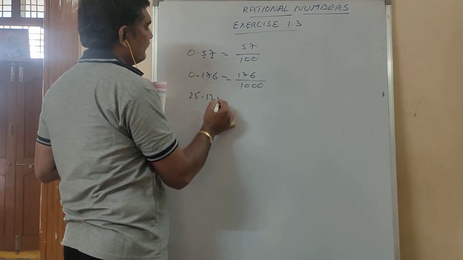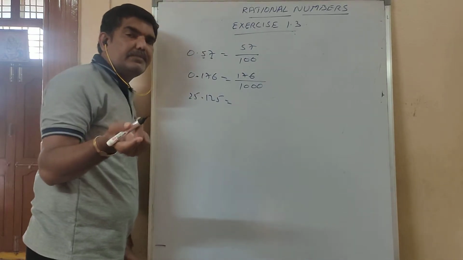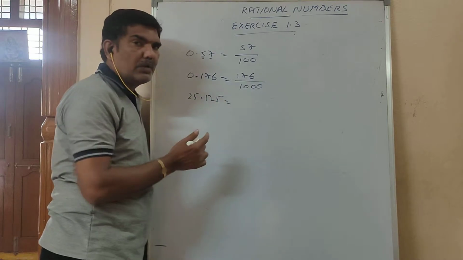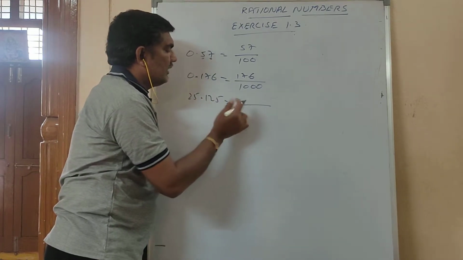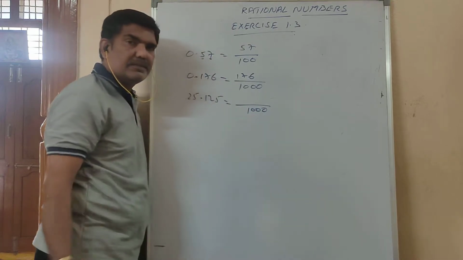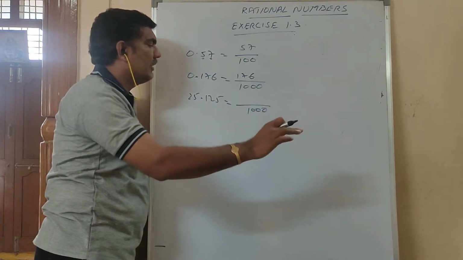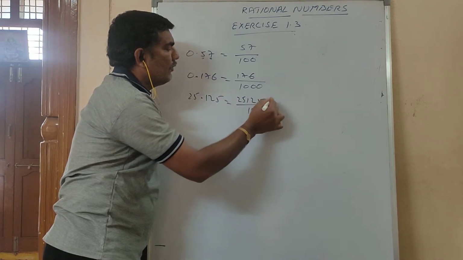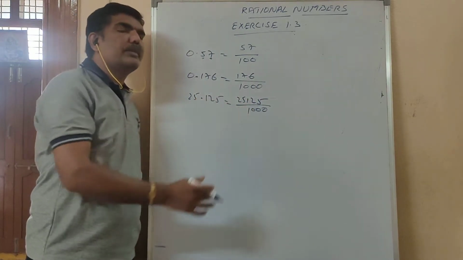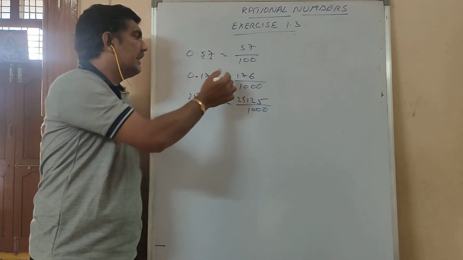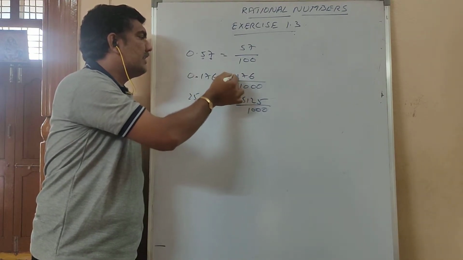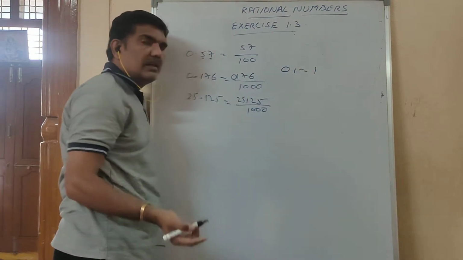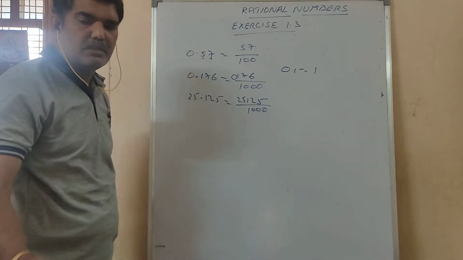Now next, 25.125. Again, same as what I said. After the decimal, how many digits are there? Count: 1, 2, 3. So 3 zeros and 1. Remove the decimal, write the entire number, 25125. P by Q form, yes or no? So like this. Whether you write 0 or don't write 0, 0, 1 and 1 are the same or not? Same like that.